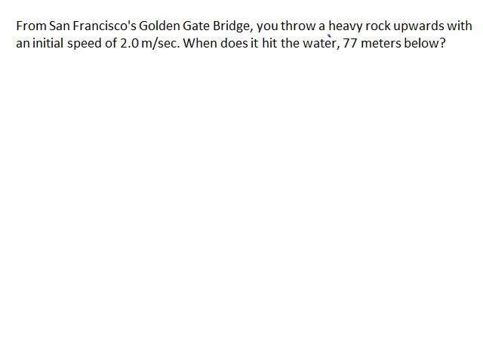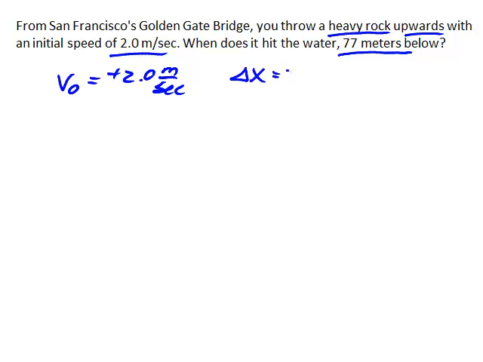We are told it's a heavy rock. We can ignore air resistance. We're launching upwards with an initial speed of 2 meters per second, so our initial velocity is plus 2 meters per second. 77 meters below, our delta x is negative 77 meters. We are defining up to be positive.